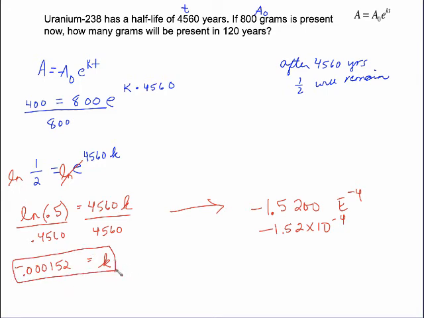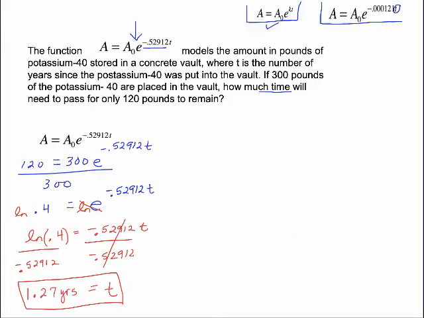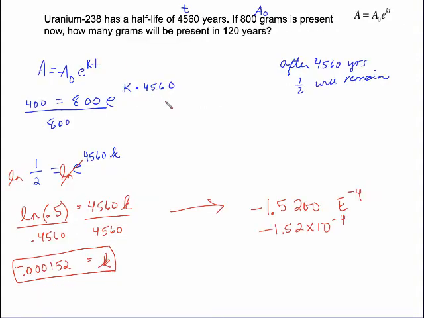Now, we're not finished. That is the k value. Just like we had back here, this right here was the k value. Well, you were given that k value. In this problem, we had to do some work to find the k value. Now that we know the k value, we've got to go through and do the problem again using this formula, again, A equals A sub 0 e to the kt.